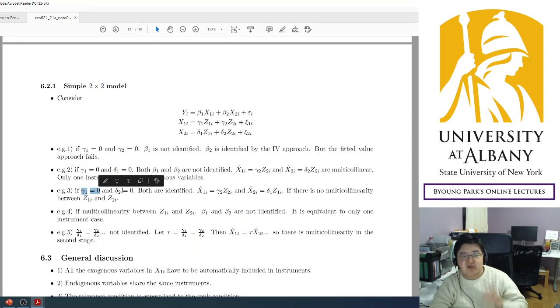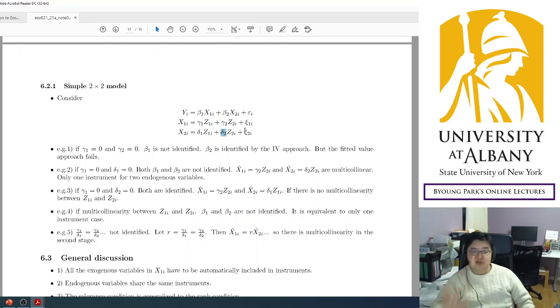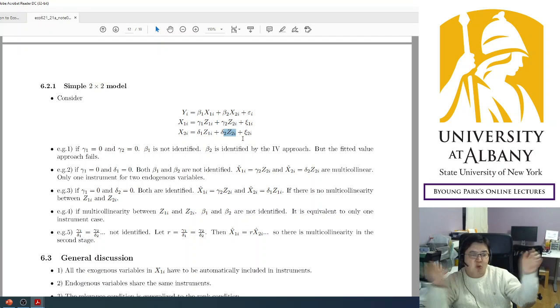The third case is when gamma 1 is 0 and delta 2 is 0. In this case, there is no problem at all. Your identification works well, because if gamma 1 is 0, that means x1 depends only on z2, and delta 2 is 0, so that means x2 depends only on z1. So one instrument takes care of one endogenous variable respectively. So one instrument, one endogenous variable, kind of a one-to-one mapping.